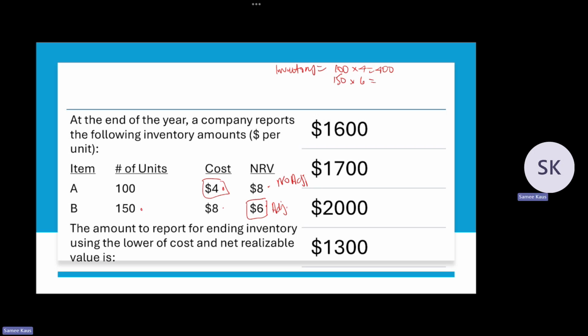One of my favorite things is when people are like, oh, you're an accountant, you must be great at math. And I rely very heavily on a calculator and or Excel. So 150 times 6 gives me $900. So that tells me inventory is going to be on my books for 1,300.